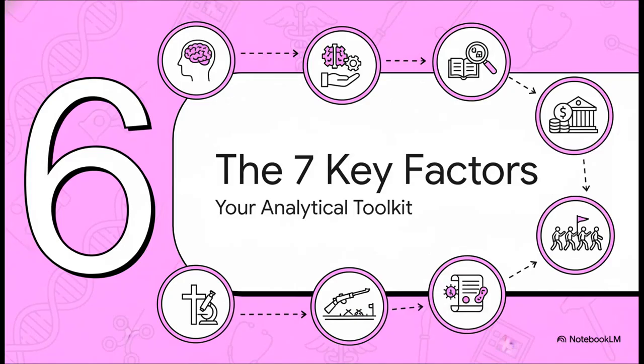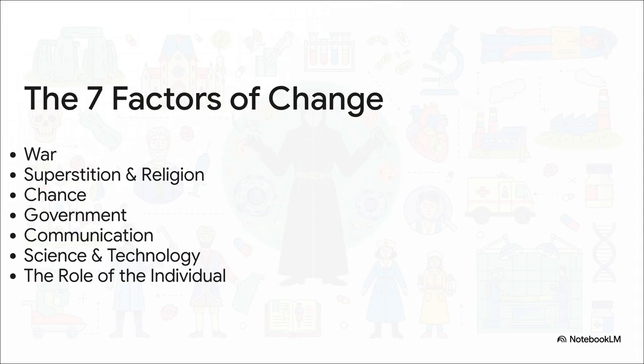So we've covered the what and the when. But to get the top marks in your exam, you absolutely have to explain the why. And this next part, this is your secret weapon. The AQA specification gives you an analytical toolkit, 7 key factors to explain why change happened, or, just as importantly, why it didn't. And here they are. You can use these to explain pretty much any development in the entire course.